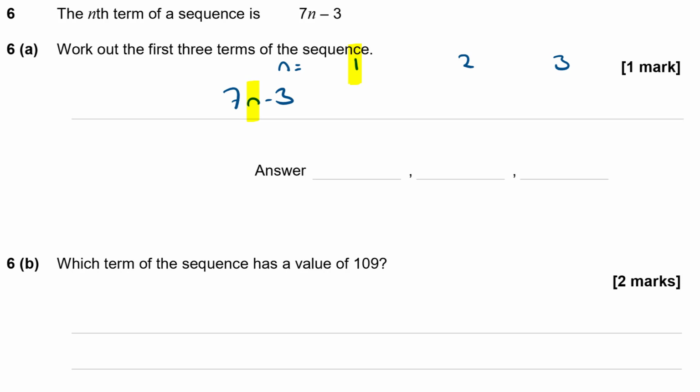Okay, so if I take n as 1, then 7n minus 3 is going to be 7 lots of 1, 7, take away 3, which is 4. Okay, next, take the next number, n is 2, and imagine it where n is. 7 times 2 is 14, take away 3 is 11. And then finally, take n is 3. Imagine it where the n is in that equation there. So 7 lots of 3, 21, take away 3 is 18. So our 3 terms are going to be 4, 11, 18.